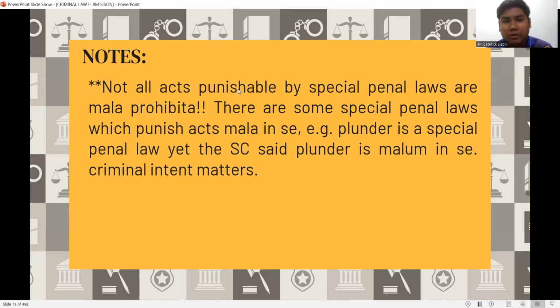Always remember that not all acts punishable by special penal laws are mala prohibita. There are exceptions. Some special penal laws punish acts mala in se, like plunder. According to the Supreme Court, plunder is mala in se because criminal intent matters. So take note that not all acts punishable by special penal laws are mala prohibita. Plunder is a special penal law, yet the Supreme Court said it is mala in se, so criminal intent matters for mala in se crimes.